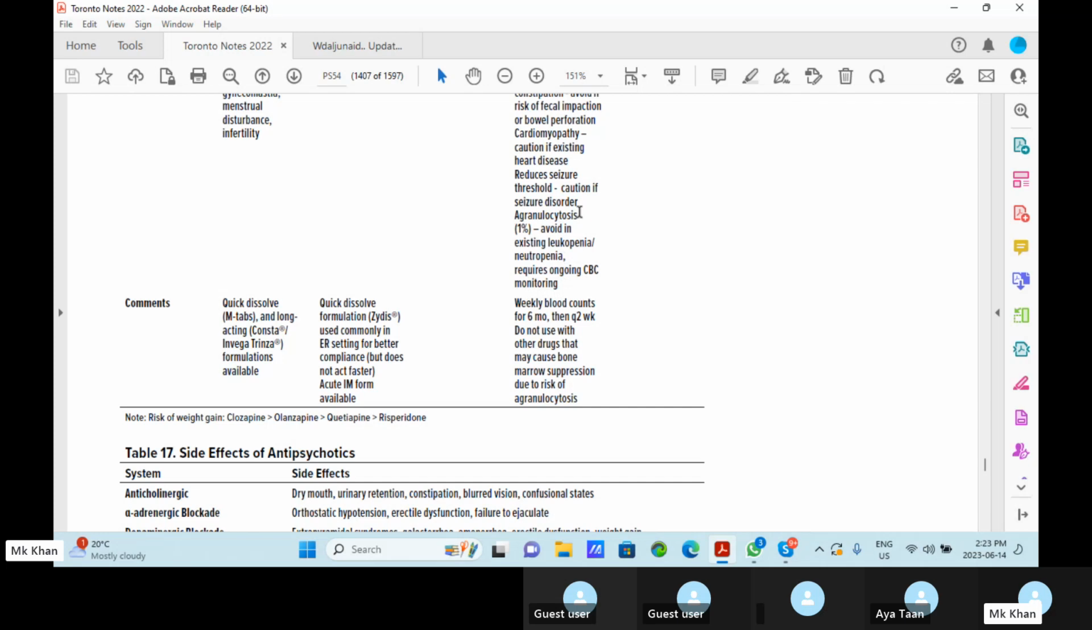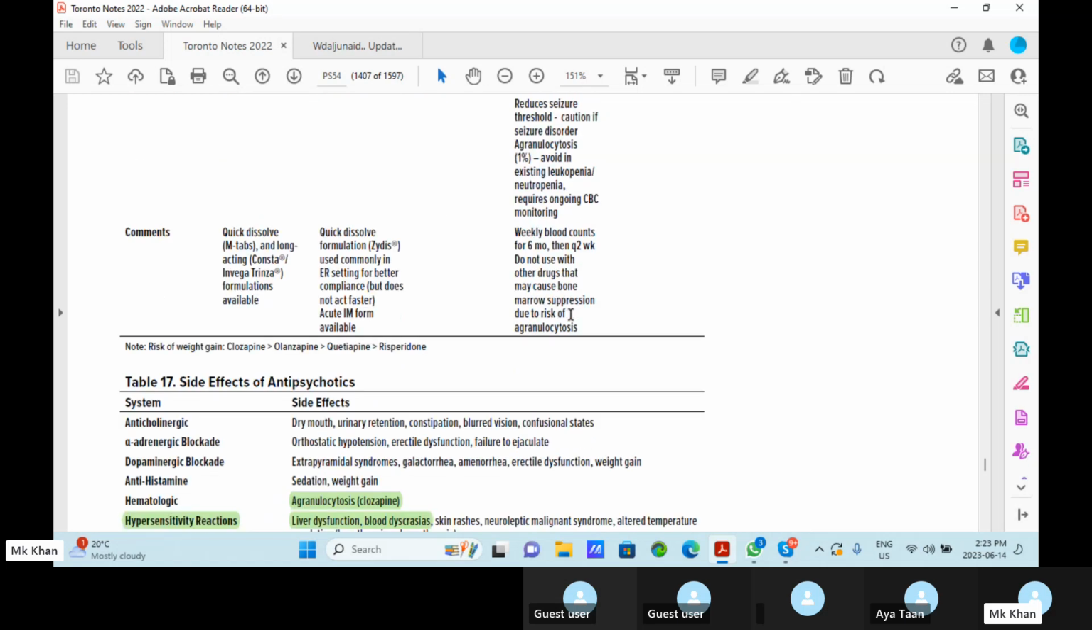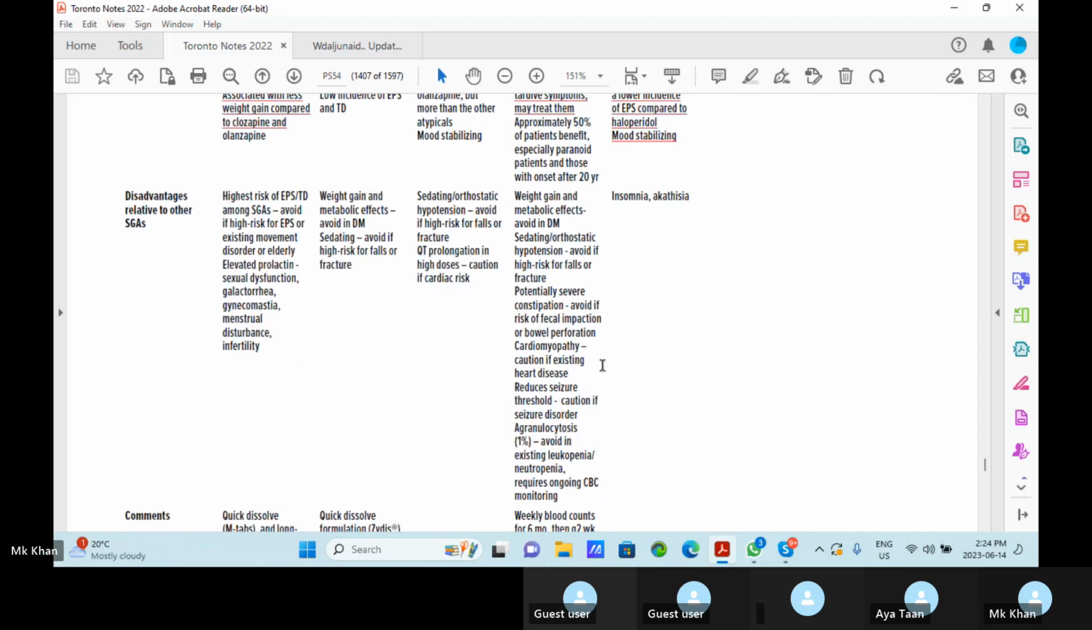Because of its effect of agranulocytosis, regular CBC monitoring is very important with clozapine. After initiating the therapy, there should be weekly blood counts for 6 months, then every 2 weeks. So first weekly, then every 2 weeks. Do not use with other drugs that may cause bone marrow suppression due to the risk of agranulocytosis. So the first 6 months, weekly monitoring, and then after 6 months, every 2 weeks.